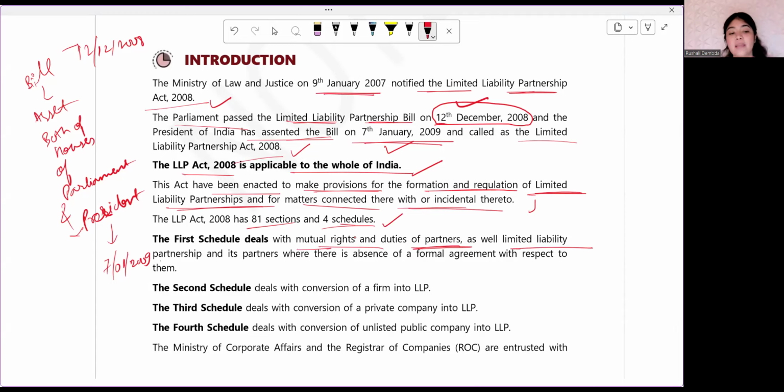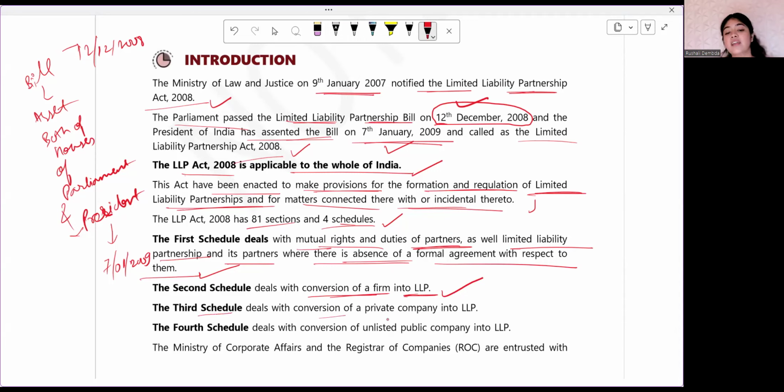As well as limited liability partnership. So what are the duties and rights towards partners as well as the partnership and its partners where there is an absence of a formal agreement with respect to them? If there is no formal agreement between them, then also what are the deemed rights, or you can say the implied rights. The second schedule deals with conversion of a firm into LLP. If a normal partnership firm converts into LLP, what provisions are given in the second schedule?